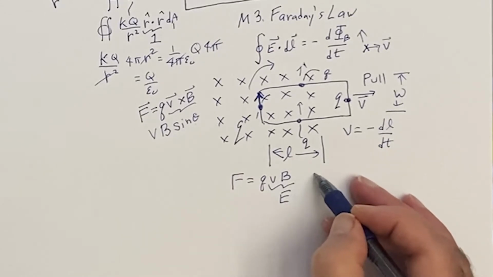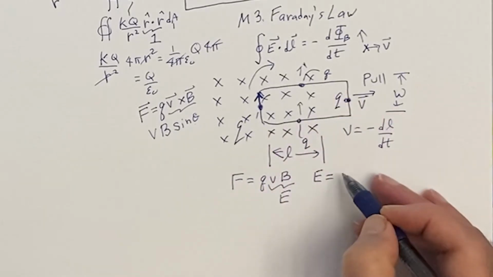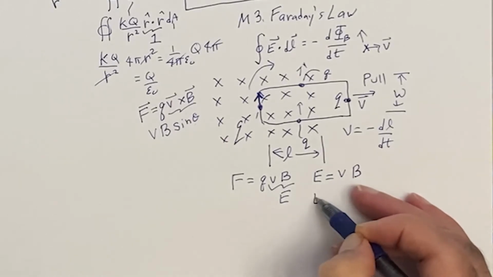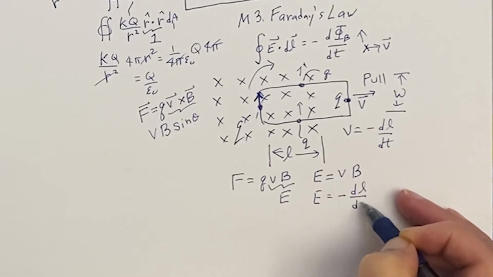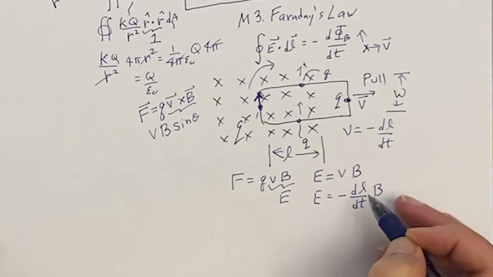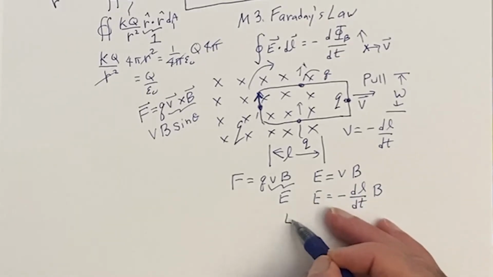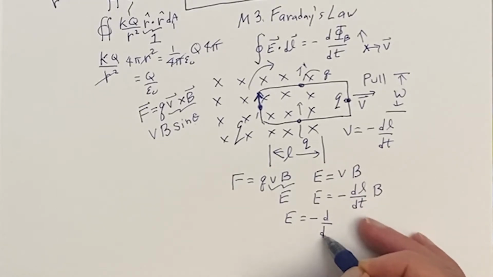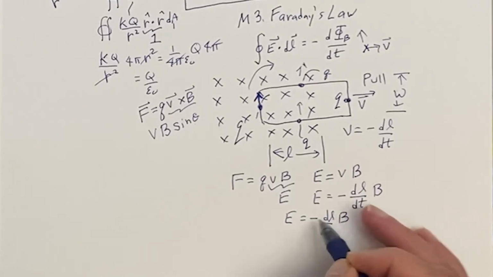So in that sense, this effective electric field that I'm feeling, this charged field that makes it go up, is V times B. But what is V? V is negative dl/dt. So if I look at this, I could write this as minus dl/dt. Let's just go ahead and leave it like that.